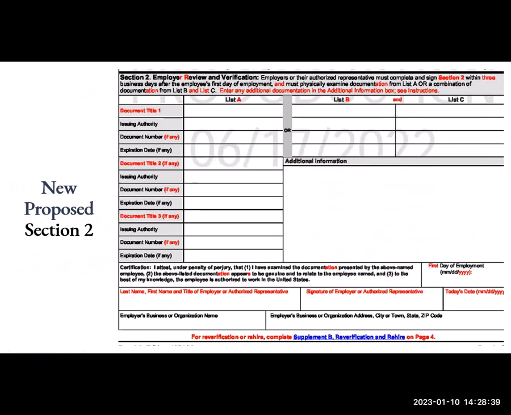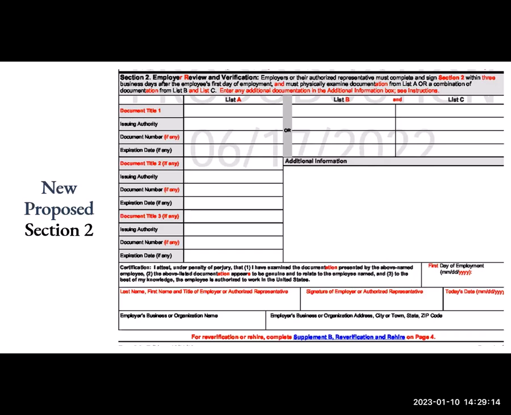Okay, now we're moving into the new proposed section 2. See all the reds in there. The bigger thing in this section is actually not here. It's on the list of acceptable documents that obviously correspond with this, which we're going to cover later on. But a few things I want to point out to you are at the bottom, because those are the things that you sign. The certification, the boxes have moved around.